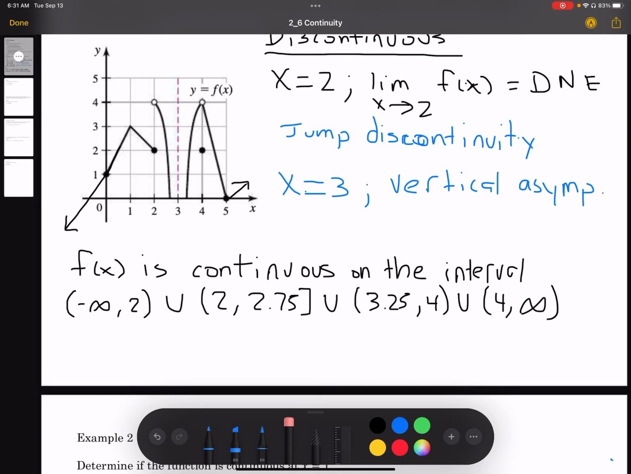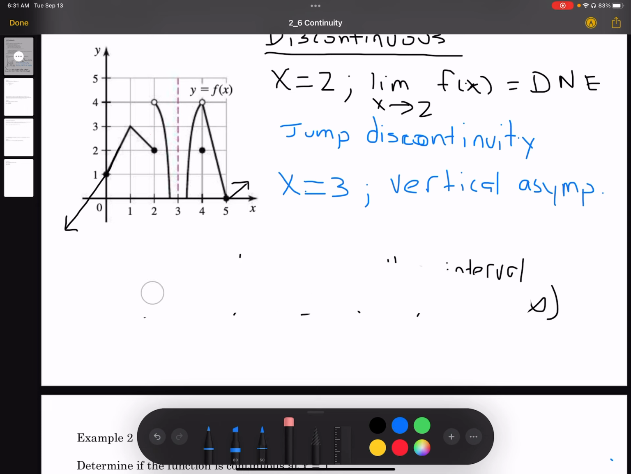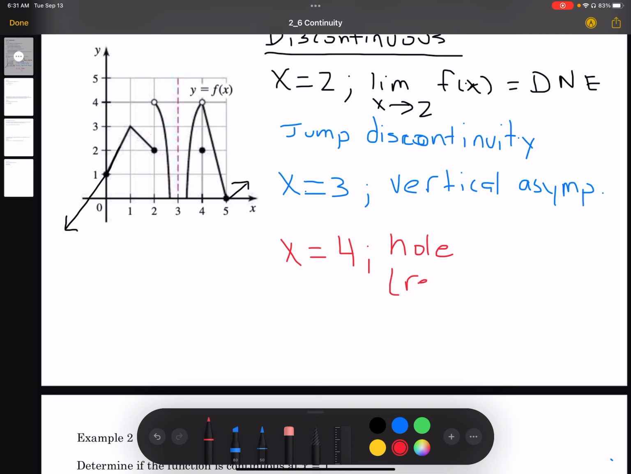And then let me erase this. So then at, what's our next one? We have x equals 4. And so at x equals 4, we have a hole in the graph. So we have a hole, and a hole is going to be what we consider a removable discontinuity.